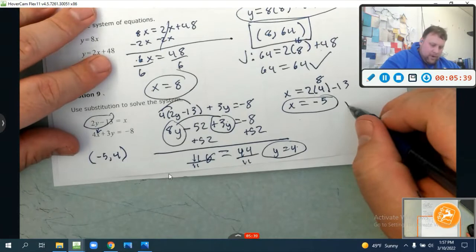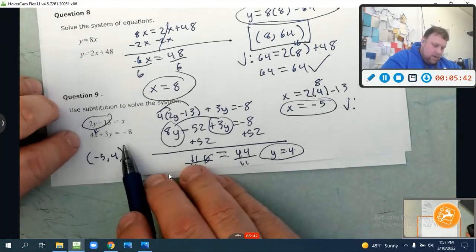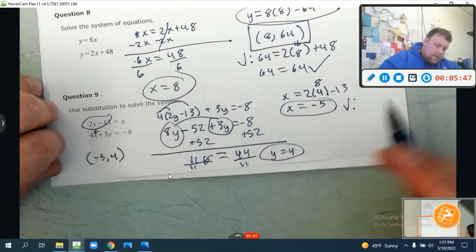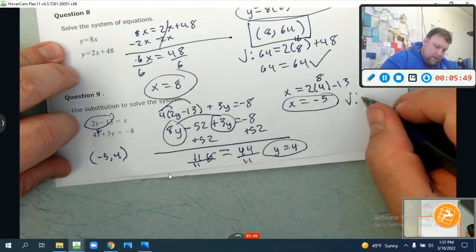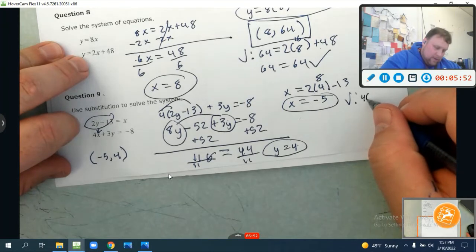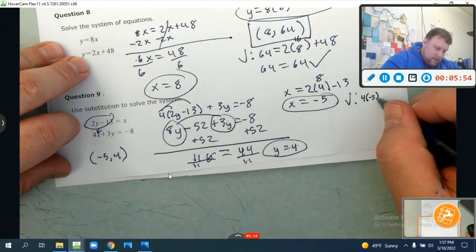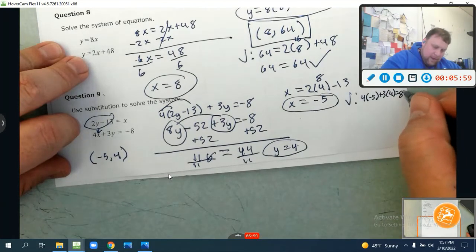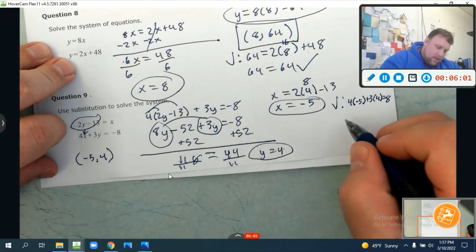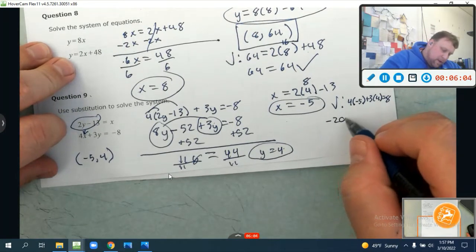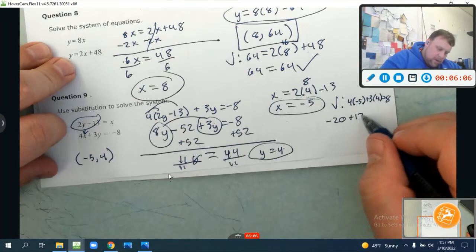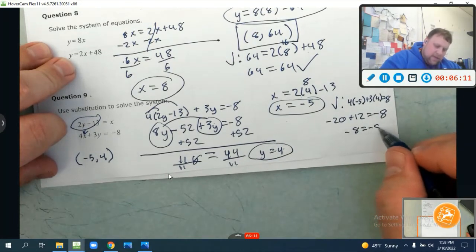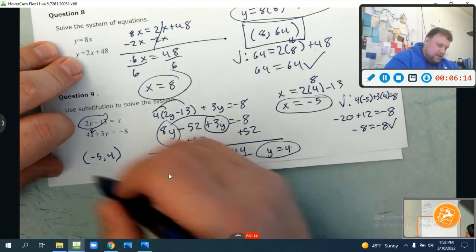Now I want to check it over here. I solved in the top, so I need to check in the bottom. I'm going to get 4 times my x value of negative 5 plus 3 times my y value of 4, and hopefully that equals negative 8. So what do I get? 4 times negative 5 is negative 20. 3 times 4 is 12, plus 12 equals negative 8. And what is negative 20 plus 12? Well, that's negative 8 equals negative 8. And check. It is the correct answer.